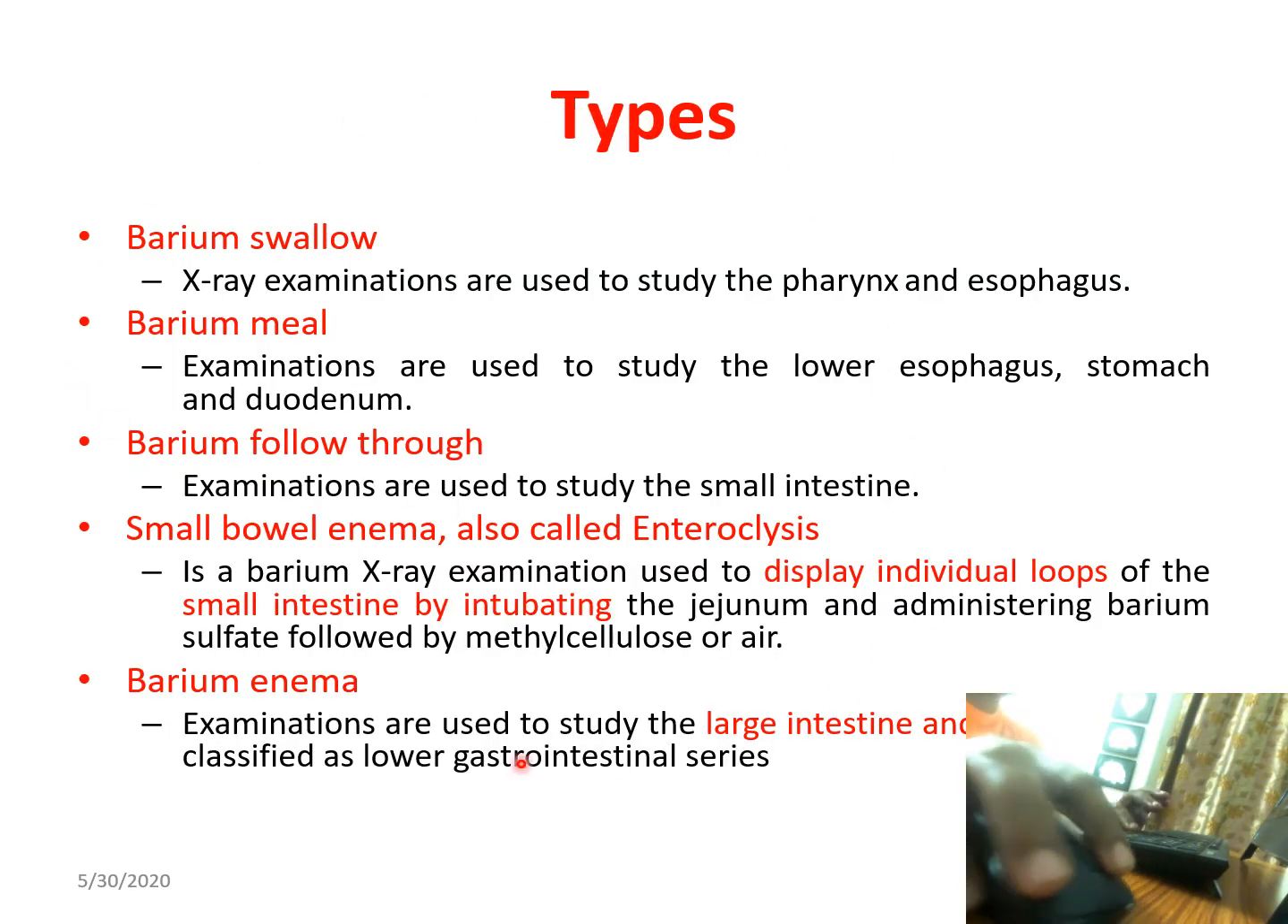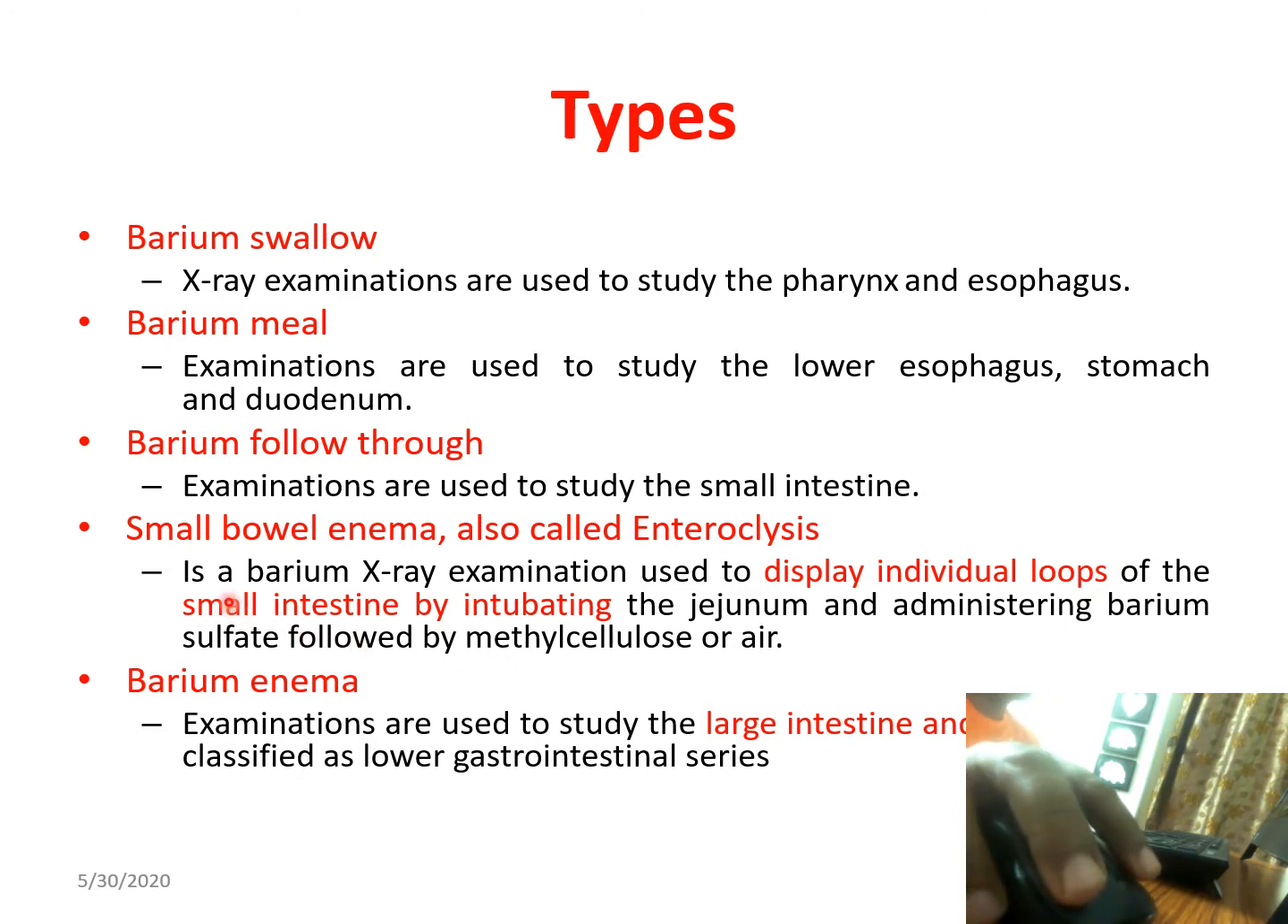There are various types of barium studies: barium swallow, barium meal, barium follow-through, small bowel enema, also called enteroclysis, and barium enema. Barium swallow is an X-ray examination of the upper GI tract, mostly from the oral cavity to the esophagus. Barium meal is an examination of the lower esophagus, stomach, and duodenum. Barium follow-through is used to study the small intestine with repeated X-ray and fluoroscopy examination.